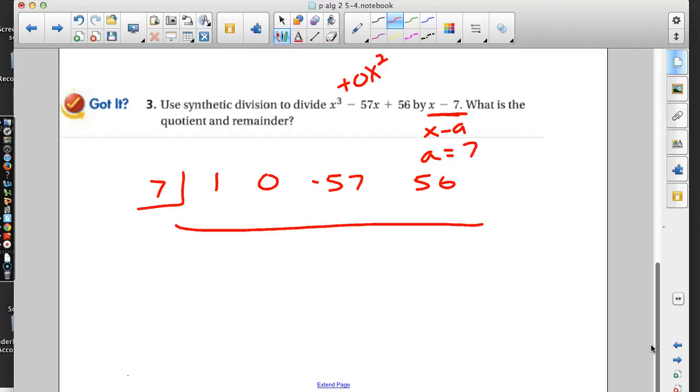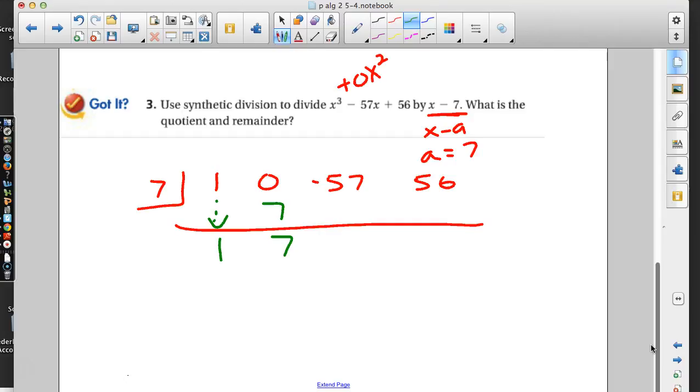Alrighty, let's see how we can do this one. How do you start? Bring down the 1. Leading coefficient starts it off. You're outside the box. What do you do? You put it inside the box. Now you're inside the box. What do you do? Add. Remember, it's add and multiply.